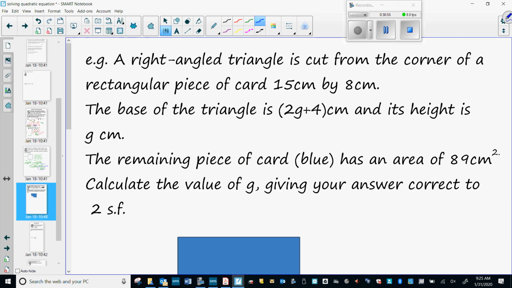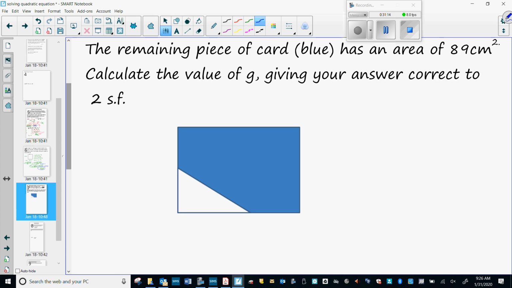Alright, we do have one more. Okay, so one more example. A right angle triangle is cut from the corner of a rectangular piece of card, 15 by 8. The base of the triangle is 2g plus 4, and its height is g. The remaining piece of card, the blue bit, has an area of 89. Calculate the value of g.